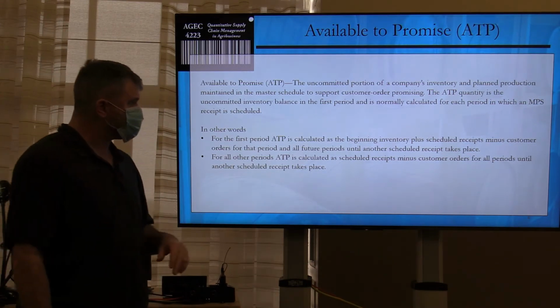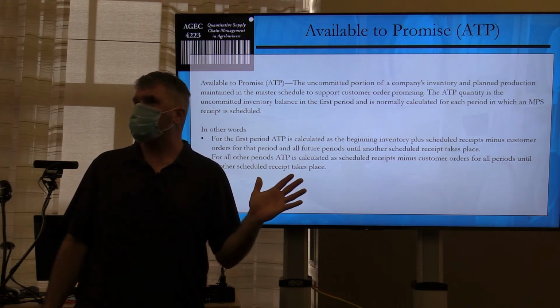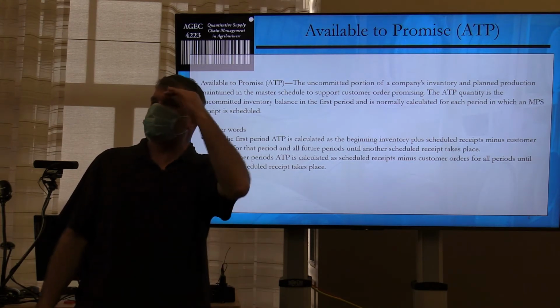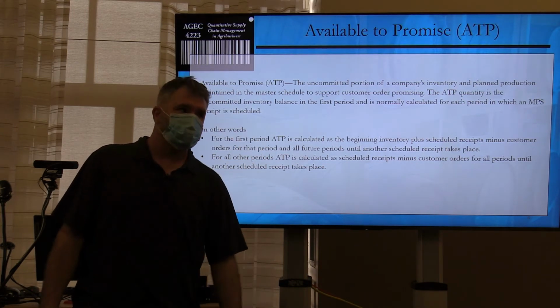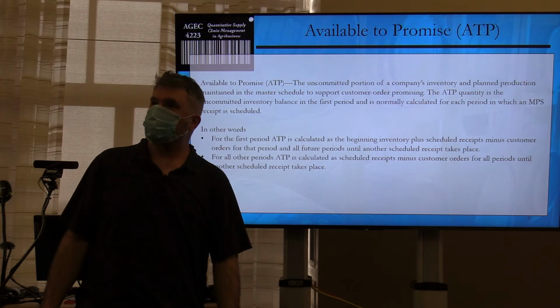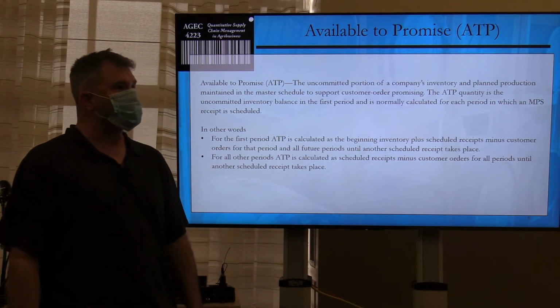And then for all other periods, it's just scheduled receipts. What do scheduled receipts mean again? What's that? Yeah, production. How much you're going to produce. Scheduled receipts minus consumer orders.